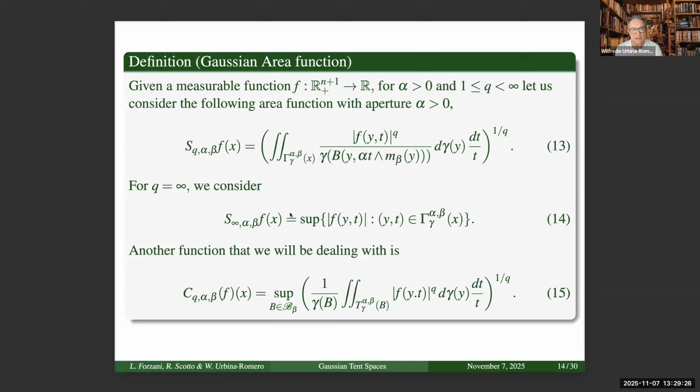In the case Q equals infinity, we have to take, as usual, something related with the supremum of the function, and we have another function that is a little bit strange, which is taking the supremum over all the admissible balls of level beta, and you are taking here the tent. We need this additional one, but the most important focus for us is this function. This is what we call the area function. This is the Gaussian area function. This is a new function, right?